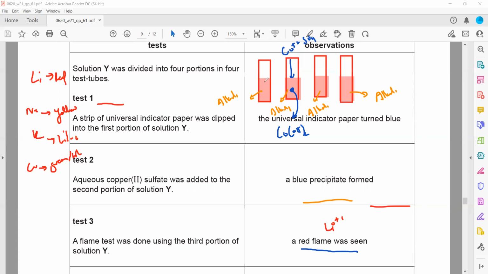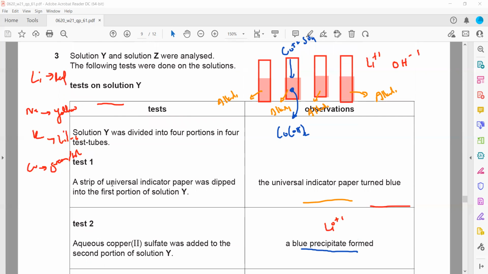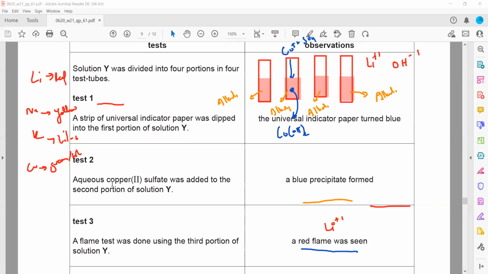So we identified this is an alkaline solution, so a hydroxide is present. And from the flame test, we identify that lithium ion is also present. So what is this solution Y? Solution Y is actually lithium hydroxide. The flame test indicates there is a lithium positive ion, and universal indicator indicates that it is an alkaline solution, or that hydroxide ion is there. One test shows a lithium ion, another shows the hydroxide ion. So basically solution Y is lithium hydroxide.